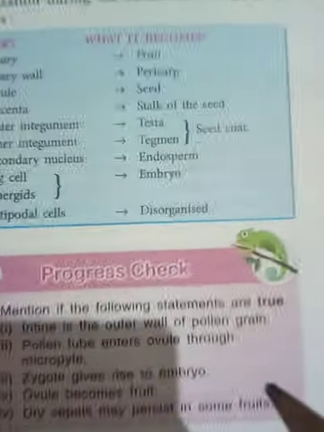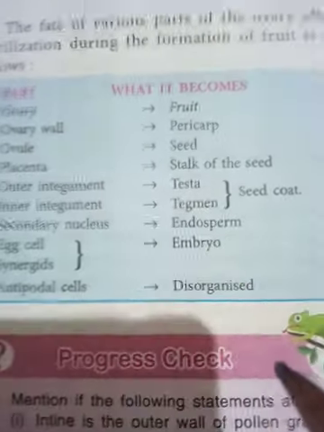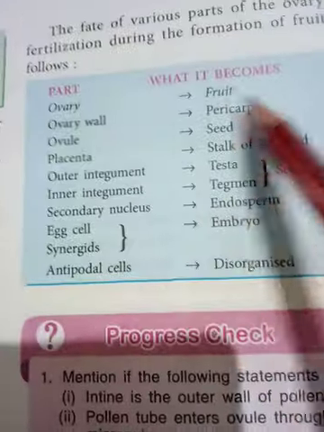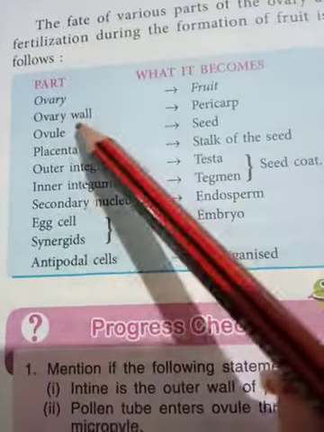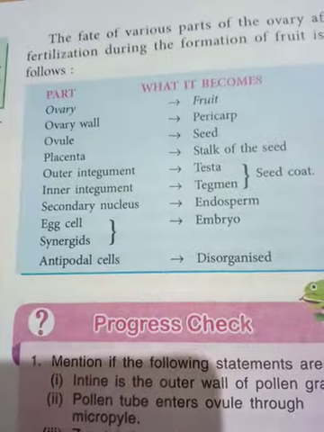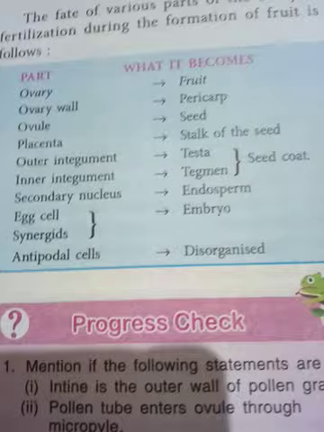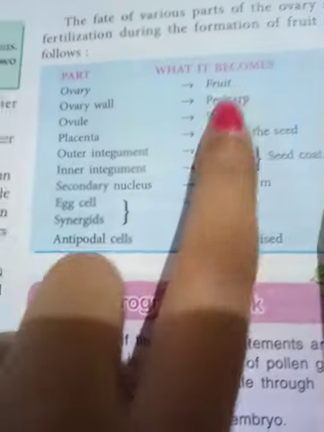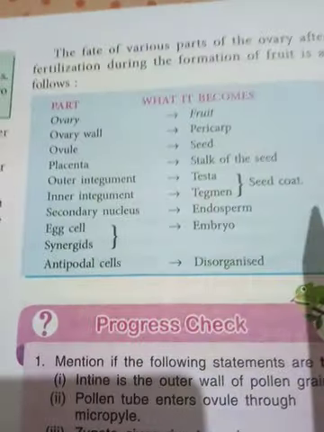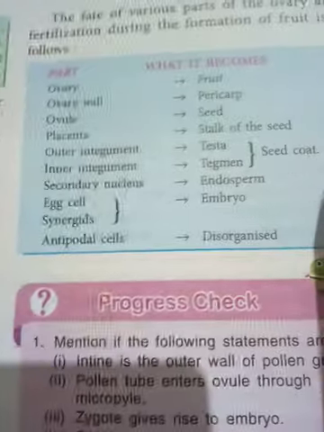So here this blue box is given in your book. You can just go through which part becomes what after fertilization. You have learned in the lower classes also, the ovary becomes the fruit, and the ovary wall becomes the pericarp. Pericarp is the outer wall of the fruit. Suppose you are eating an apple, the red color of the apple is nothing but the pericarp, the outer layer. The ovule turns to become the seed.